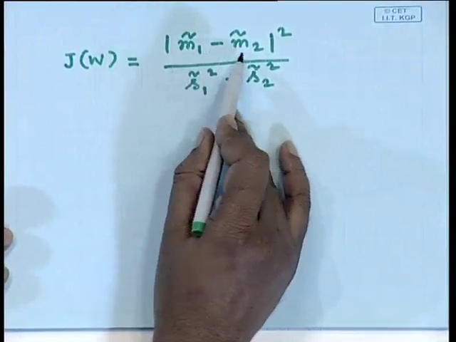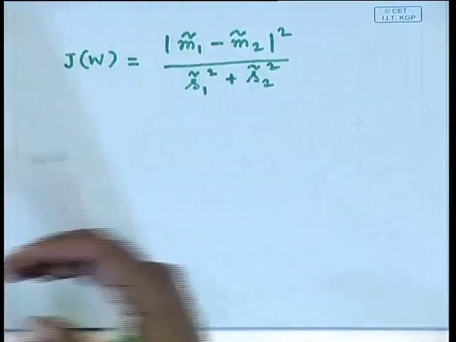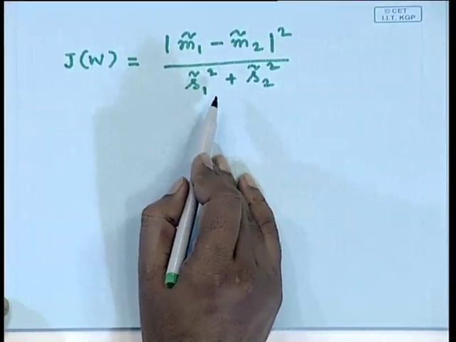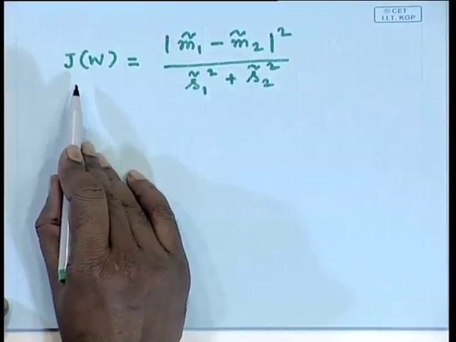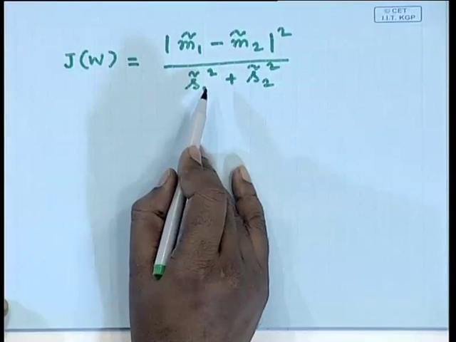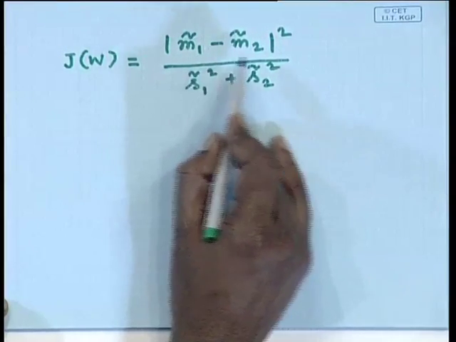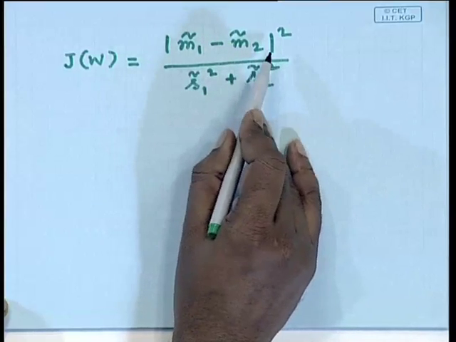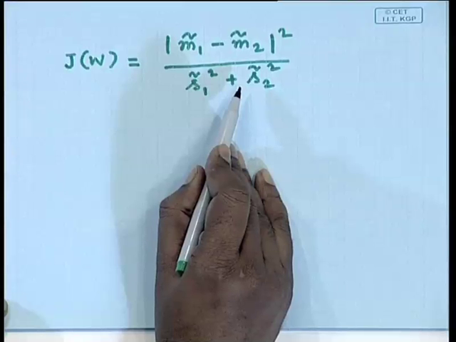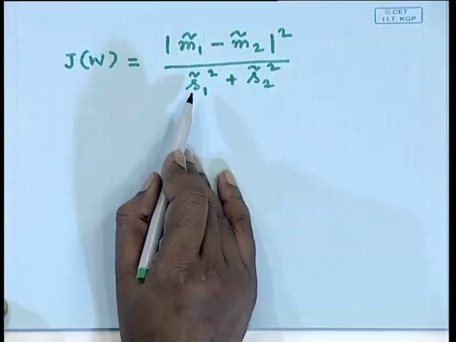Okay. So, what I should try to achieve is this m 1 tilde minus m 2 tilde square should be as large as possible with respect to the total within class scatter, or effectively I want to maximize this criteria function J of w, which is the ratio of m 1 tilde minus m 2 tilde square upon the total within class scatter. Okay. So, I want to maximize this.